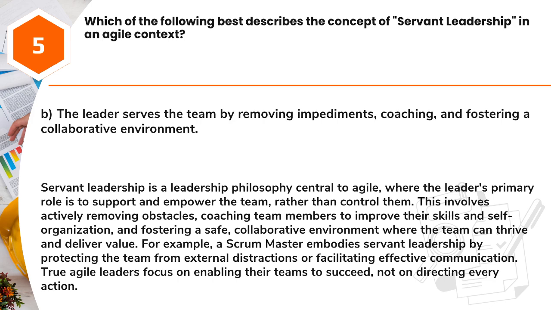For example, a Scrum Master embodies servant leadership by protecting the team from external distractions or facilitating effective communication. True Agile leaders focus on enabling their teams to succeed, not on directing every action.